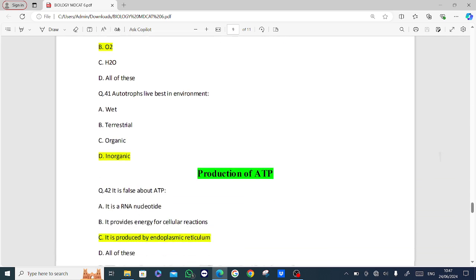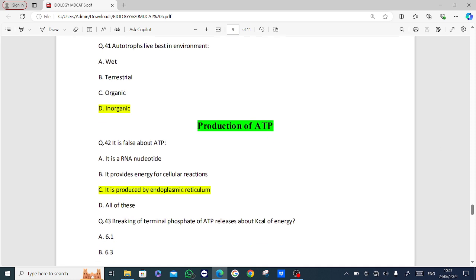Next MCQ is, autotrophs live best in environment. Options are wet, terrestrial, organic, inorganic. Answer is option D, inorganic.